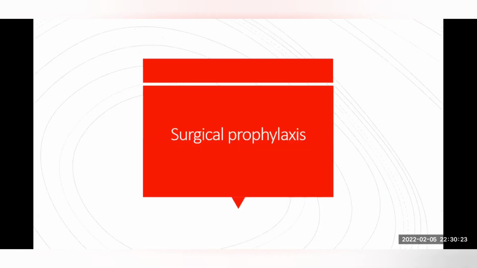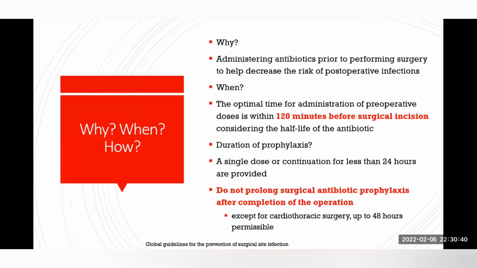So the next important topic I wanted to address is surgical prophylaxis. This is one area where antibiotics are very much misused. So why do you need surgical prophylaxis? This is the antibiotic which you are administering before surgery to help decrease the incidence of post-operative infection.